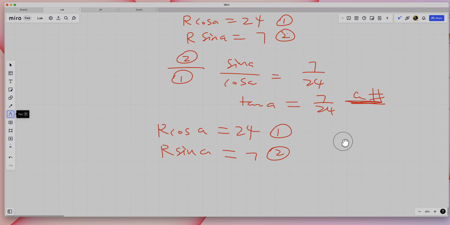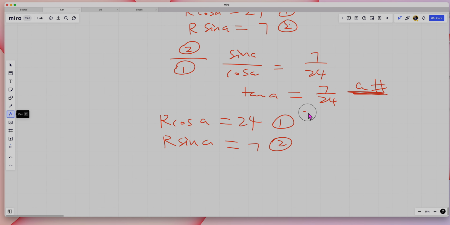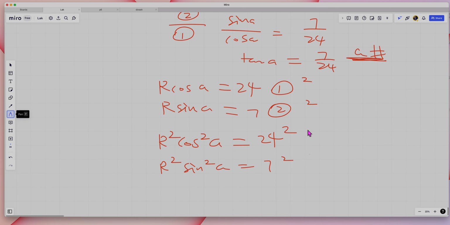The approach is this. You square the 1, you square the 2. I will show you why you square. So you square: R square cosine square A equals 24 square. You square the 2: R square sine square A equals 7 square. Can you help me out with the right hand side? 24 square is 576. Then 7 square is 49.